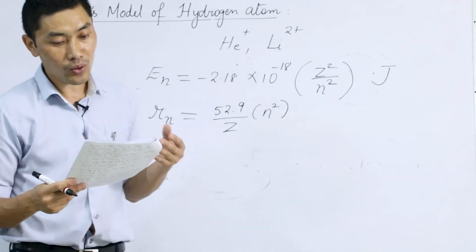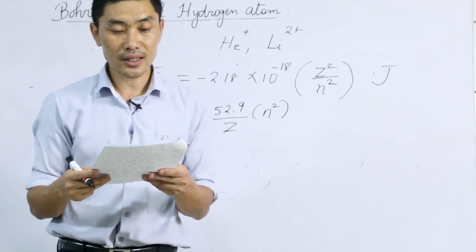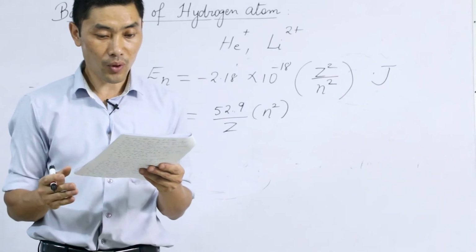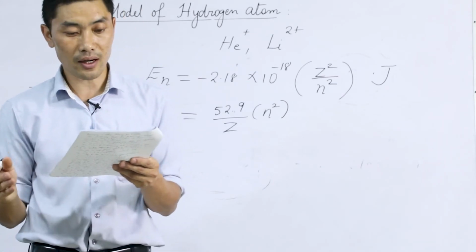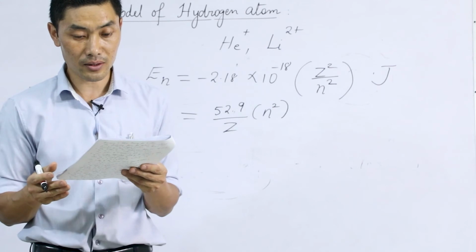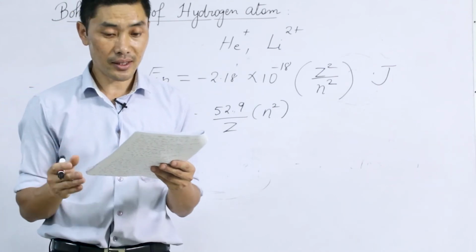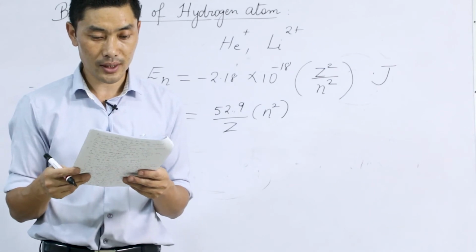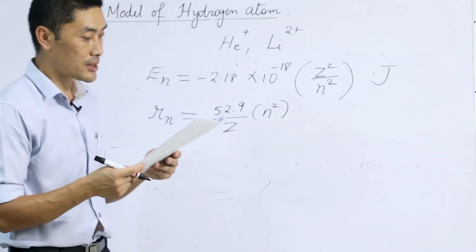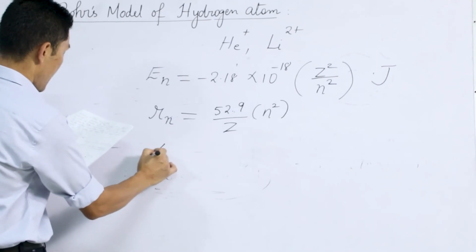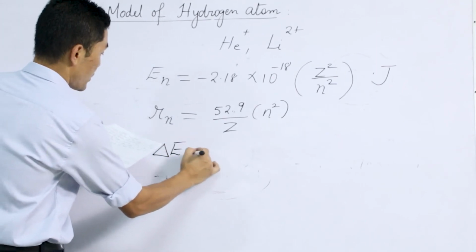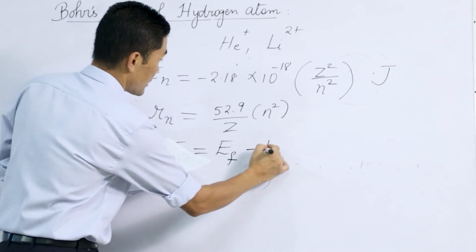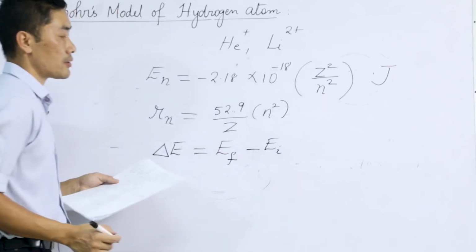Now, according to Bohr's theory, radiation is absorbed if an electron moves from an orbit of smaller principal quantum number to an orbit of higher principal quantum number, whereas it is emitted if the electron moves from a higher orbit to a lower orbit. The energy gap between the two orbits is given by delta E, and this will be equal to the energy of the final state minus the energy of the initial state.